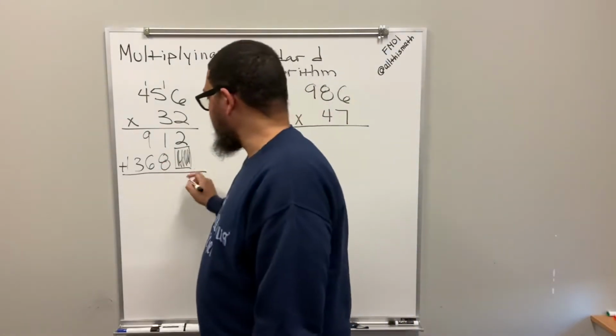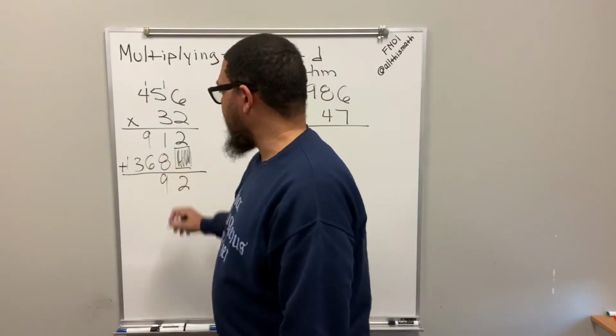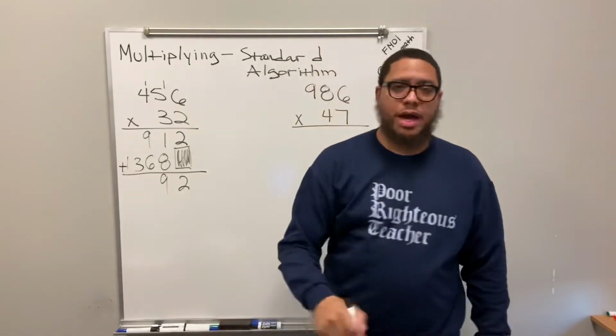2 plus nothing is 2, right? Then we do the 1 plus the 8. 1 plus 8 gives me 9. Then we do the 9 plus the 6. 9 plus 6 is 15.